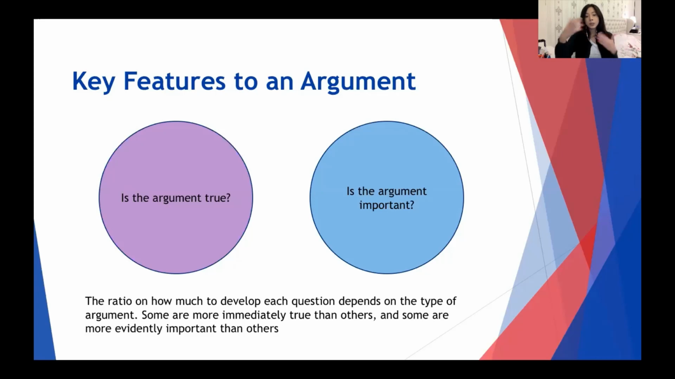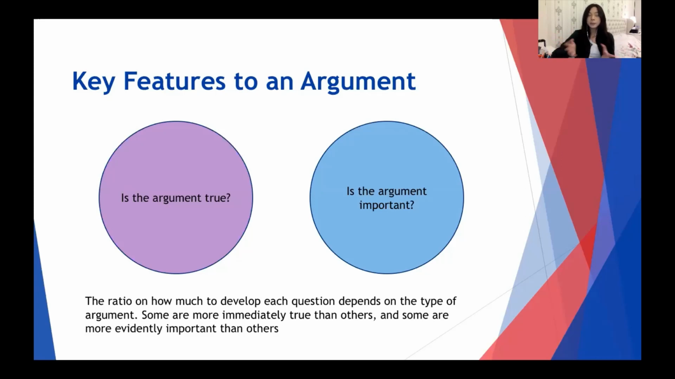So it's also important to remember that although these 2 things exist, they don't necessarily exist in equal parts all the time. So what I mean by this is that the ratio on how much to develop on each question purely depends on the type of argument you want to sell or the type of argument you are trying to bring down from the other side. Some arguments are just more immediately true than others, and some are more evidently important than others.